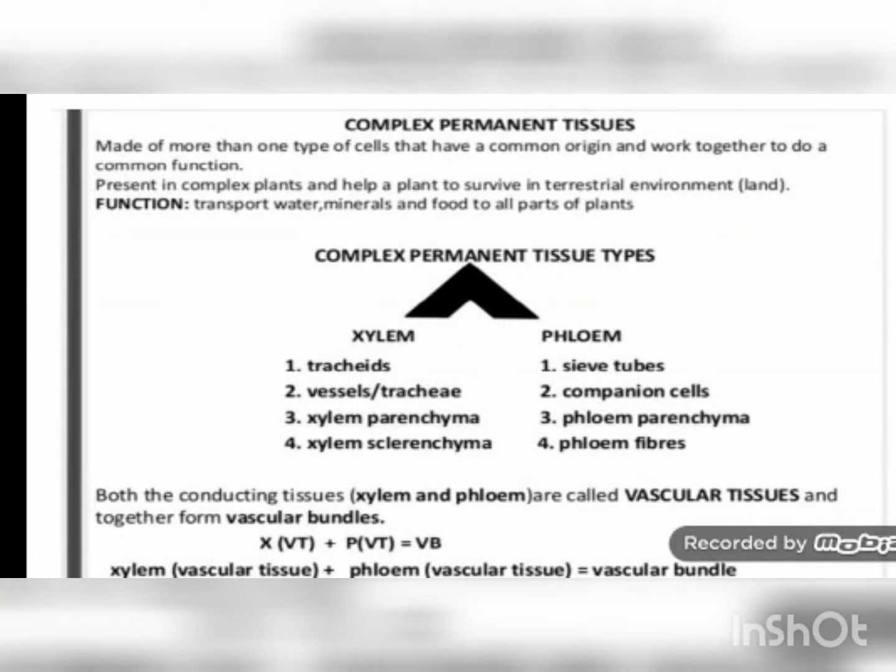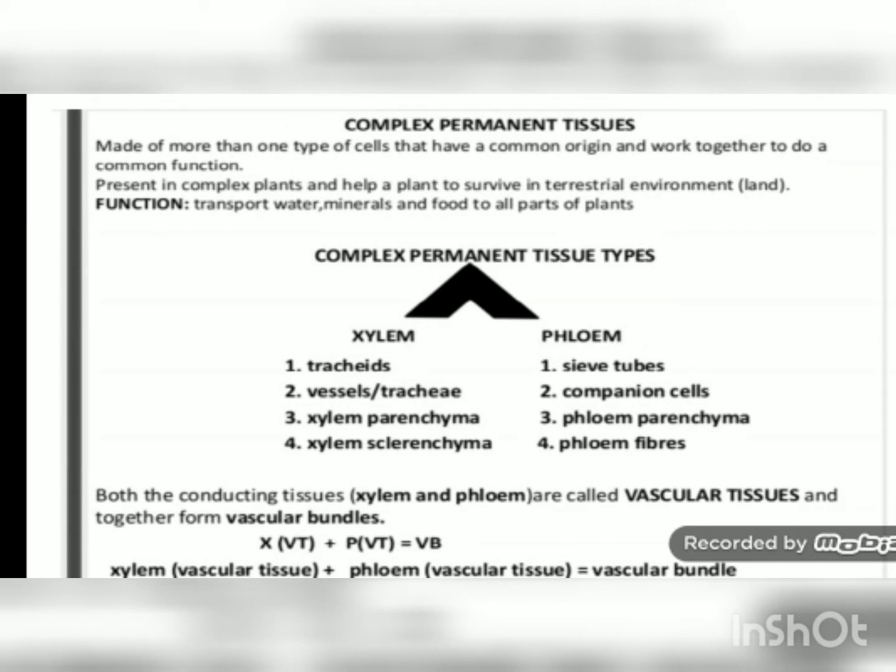Another type of permanent tissue is complex permanent tissue. The word complex itself suggests that it is made up of more than one type of cell that have a common origin and work together to do a common function. In simple permanent tissue, all the tissue is made up of only a single type of cell.